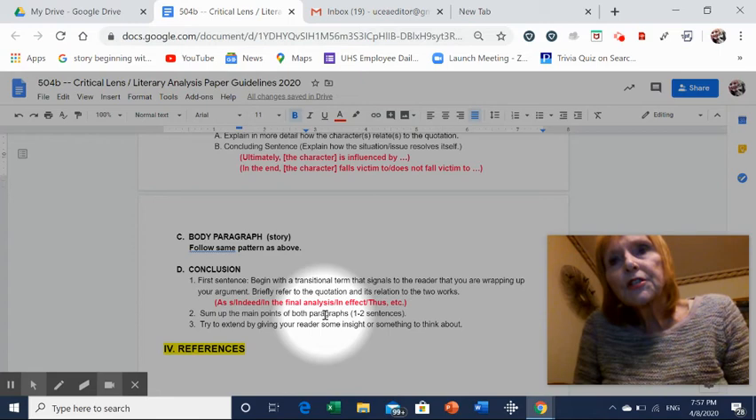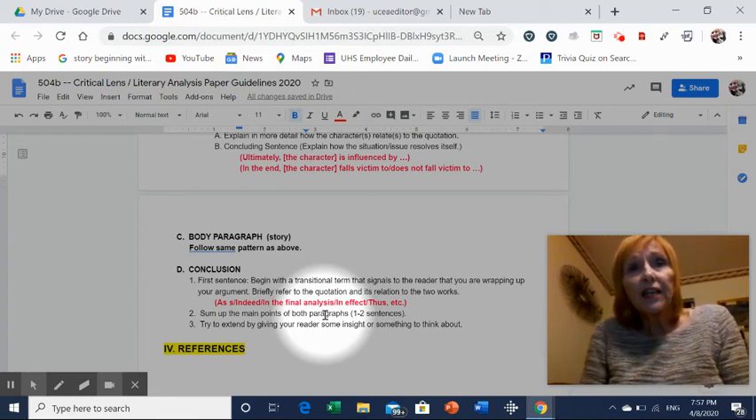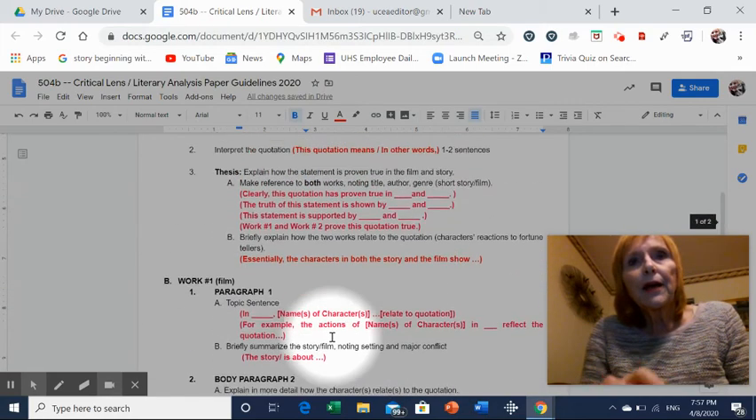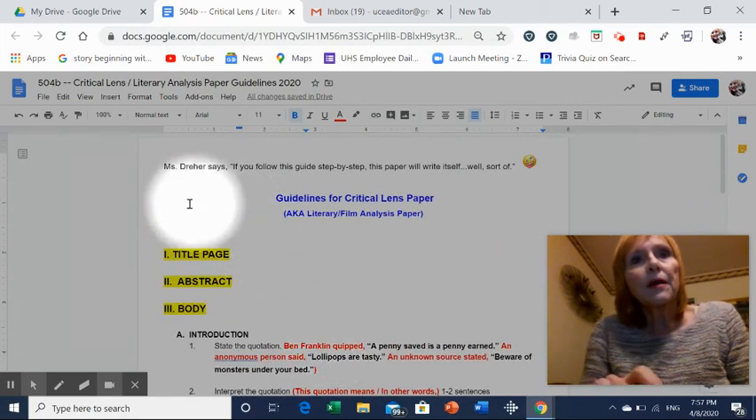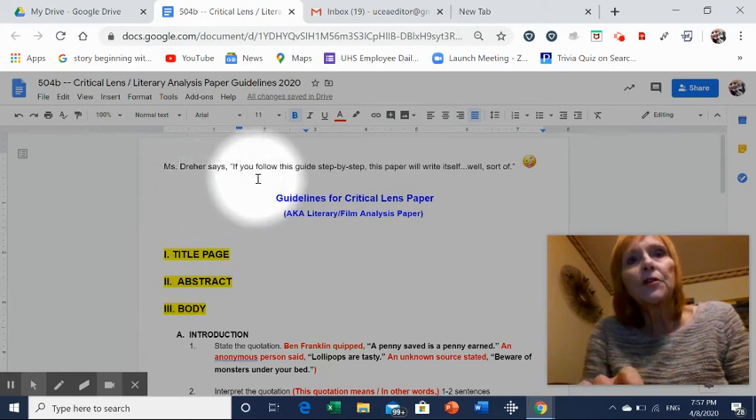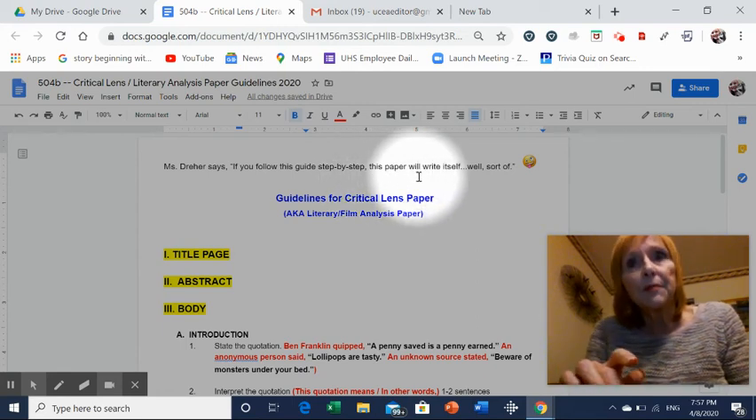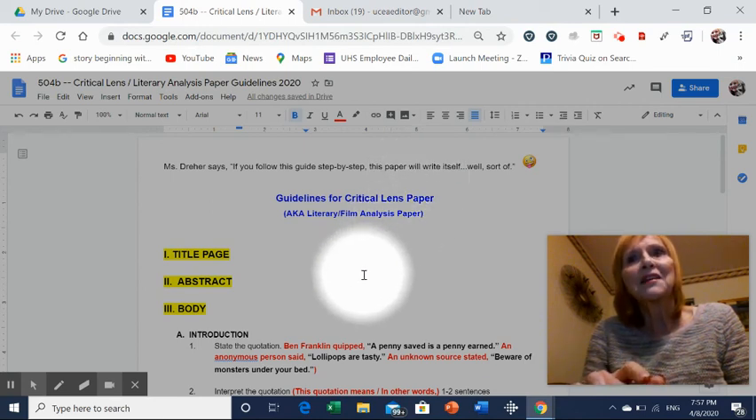That's all. So this is something important that I really want you to take advantage of and take with you when you go to college, especially if you have writer's block. All right? And back up to the top, I must say, if you follow this guide step by step, this paper will write itself. And I mean that. But you have to follow it step by step.